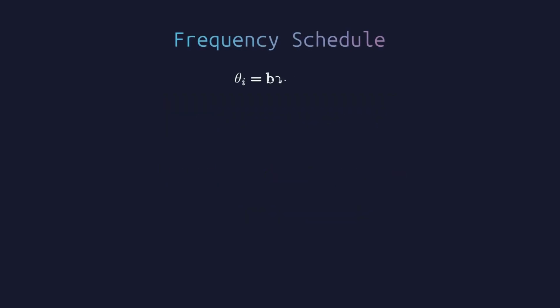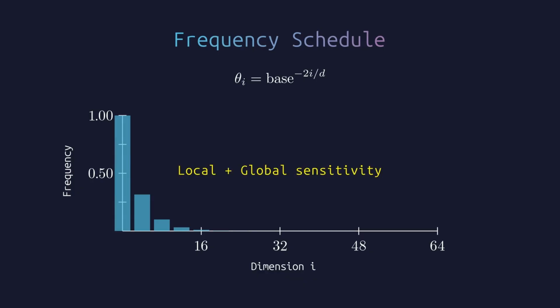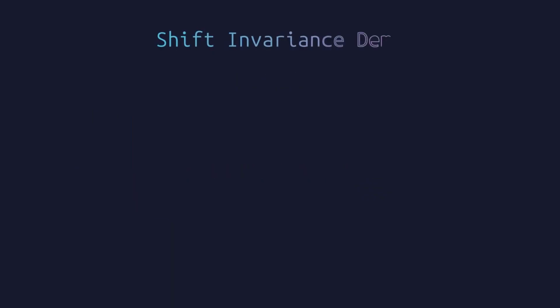We don't use a single frequency. Instead, theta i decreases geometrically across dimensions, controlled by a base parameter, typically 10,000. Low-frequency bands capture long-range patterns. High-frequency bands capture local structure. This multi-scale schedule is what makes RoPE effective across different context lengths.